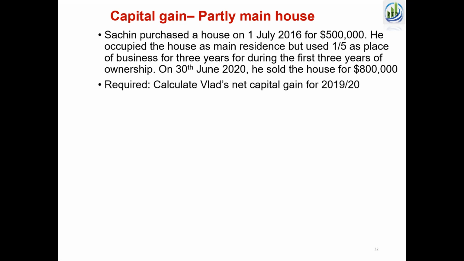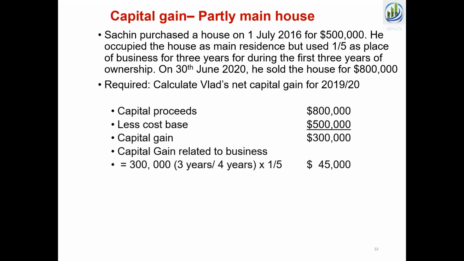So $800,000, they sold it. What is the price they purchased? 500,000. So the capital gain will be 300,000. So what is the proportion? Rented out 1/5. How many years did he rent it out? He lived there 4 years, only 3 years he rented it out. So 3 divided by 4, that's the proportion of that particular period. And how much did he rent out? Only 1/5. So 45,000 is going to be the capital gain.